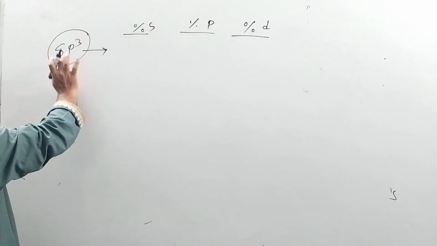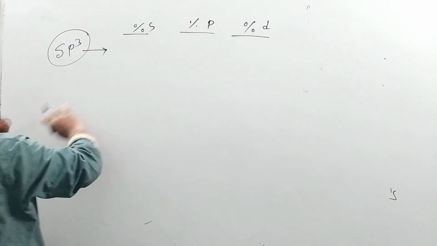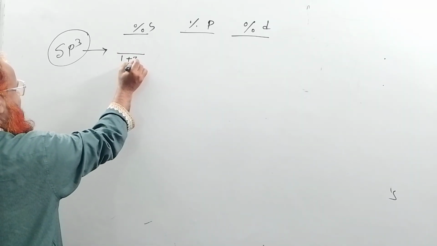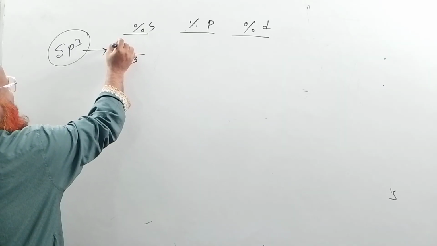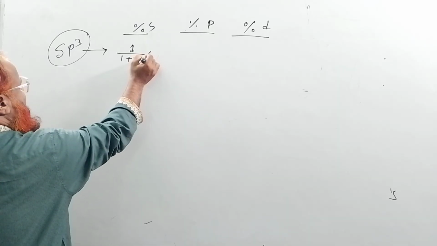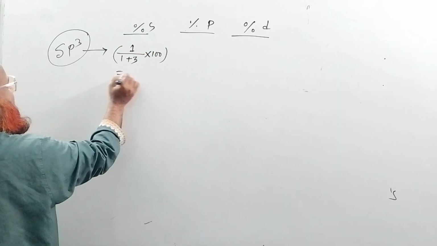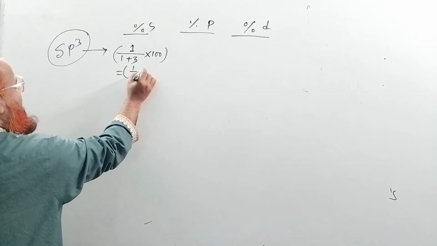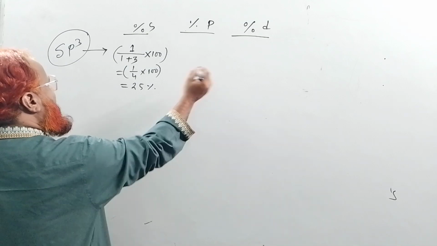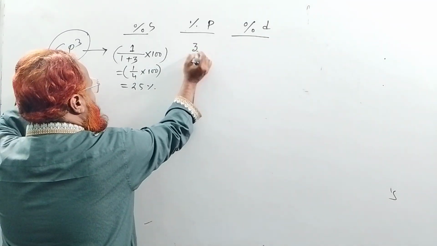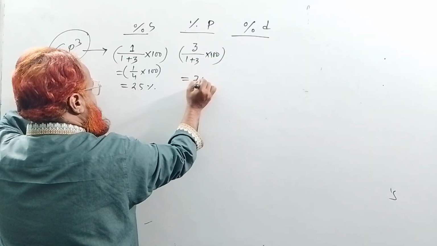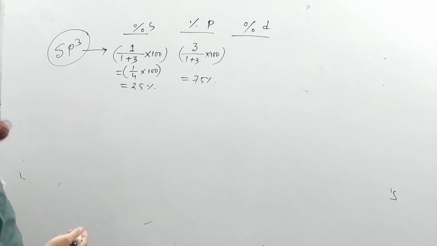The total number of orbitals is 4: 1 s and 3 p. So what will be the percentage? Here the number of s orbitals is 1, so 1 by 4, and in percentage it will be 1 by 4 times 100, that is 25%. Similarly, in case of p orbitals, we can find 3 p out of 1 plus 3, times 100, that is 75%. So a very simple question.